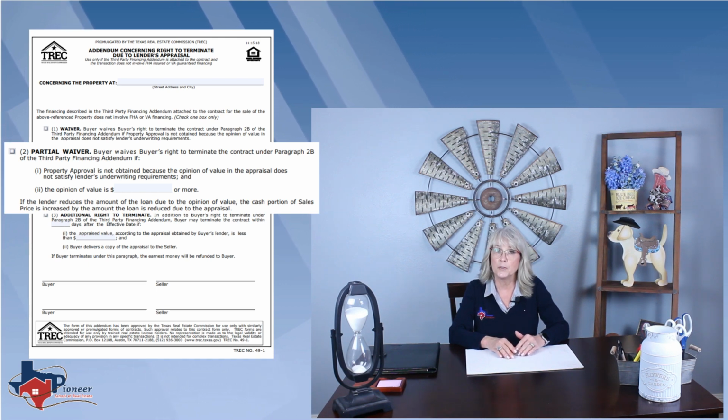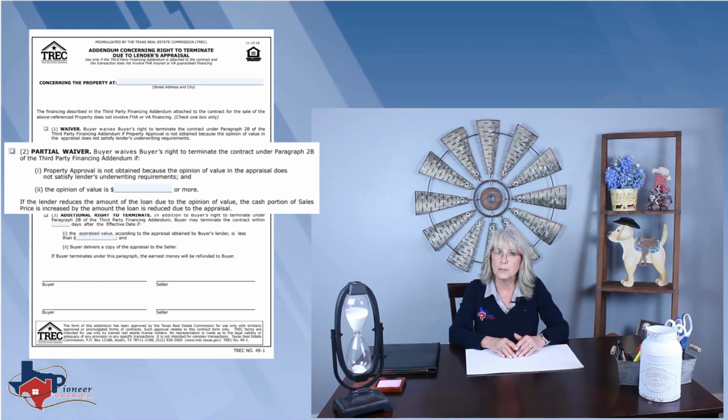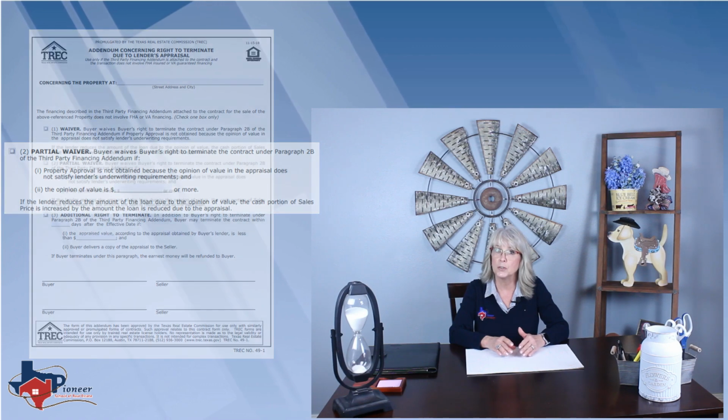If the lender reduces the amount of the loan due to the opinion of value, the cash portion of sales price is increased by the amount the loan is reduced due to the appraisal. You need to talk to the lender when deciding what amount to put in this blank. If the property appraises for $10,000 less than the price on the contract, and the buyer has agreed to pay up to that amount, but they have to get the money out of savings, you need to know if this is going to cause them to no longer qualify for the loan.